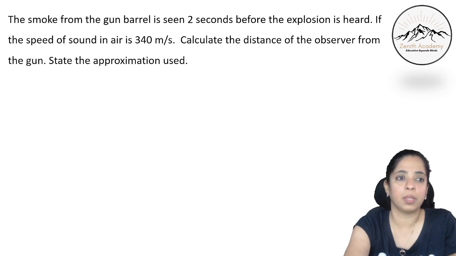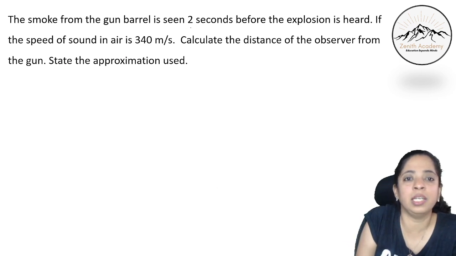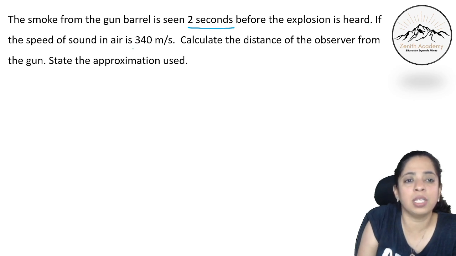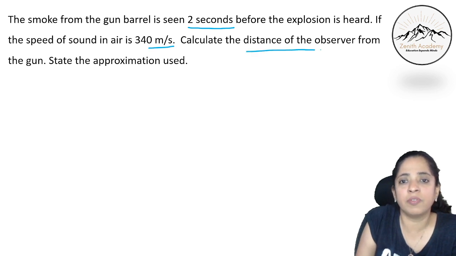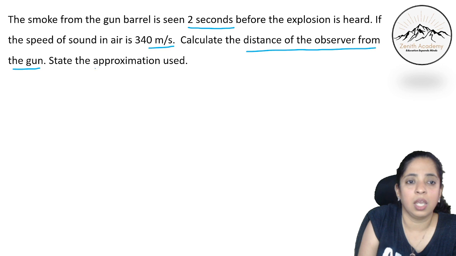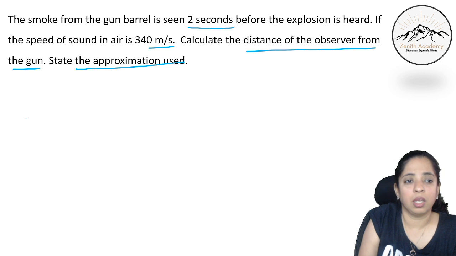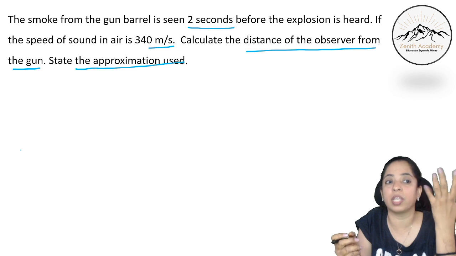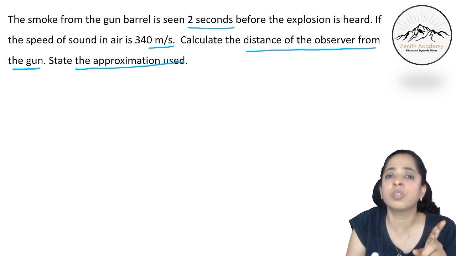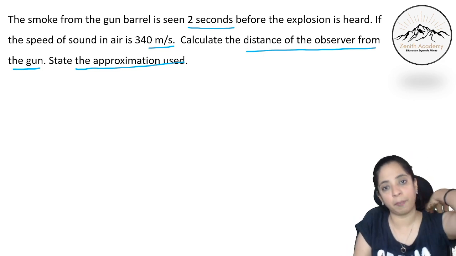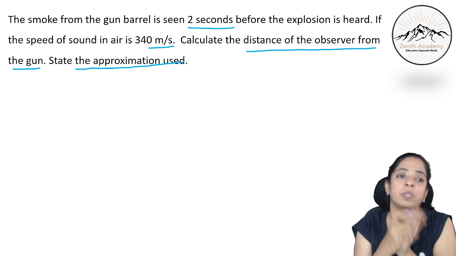Keep on writing. The smoke from the gun barrel is seen 2 seconds before the explosion is heard. If the speed of the sound is 340 meter per second, calculate the distance of the observer from the gun. State the approximation used. Look, there is a gun barrel, when it was shot, smoke is seen from it. The smoke from the gun barrel is seen 2 seconds before the explosion is heard. If the speed of the sound in air is 340 meter per second, calculate the distance of the observer from the gun.